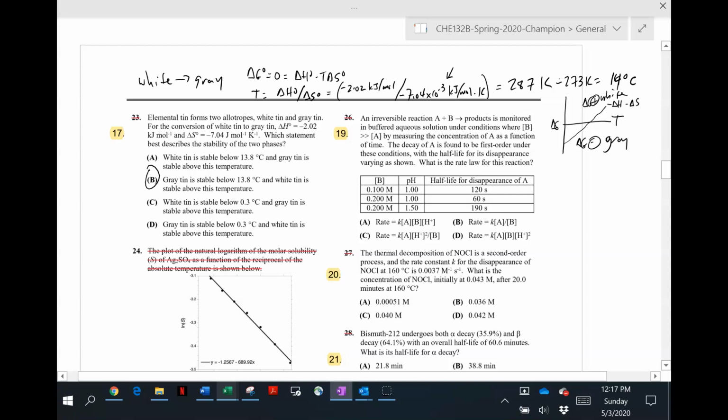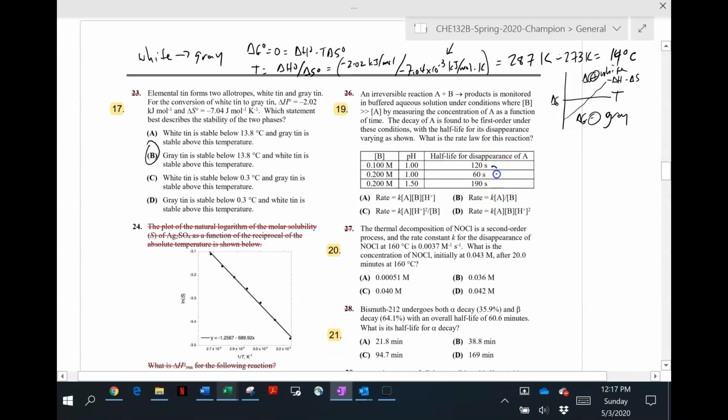All right, so the half-life is inversely proportional to the rate constant, right? If the half-life is going from here to here, that means the rate's doubled, okay? And going from here to here, the concentration of B doubled. So if the rate doubled and B doubled, those tell me that the order of B is first. So anything that has B not to the first, we're going to get rid of. So those two are gone. Then we have to consider these two.